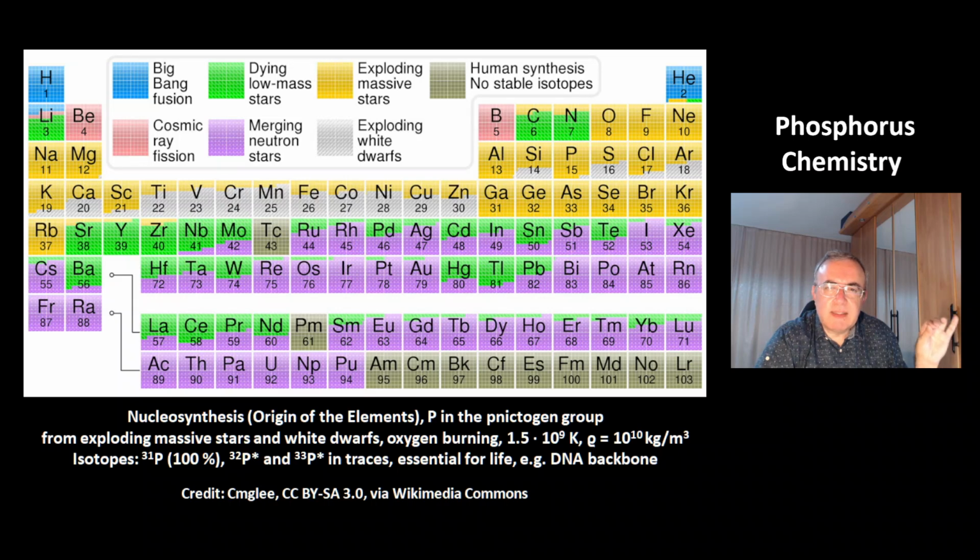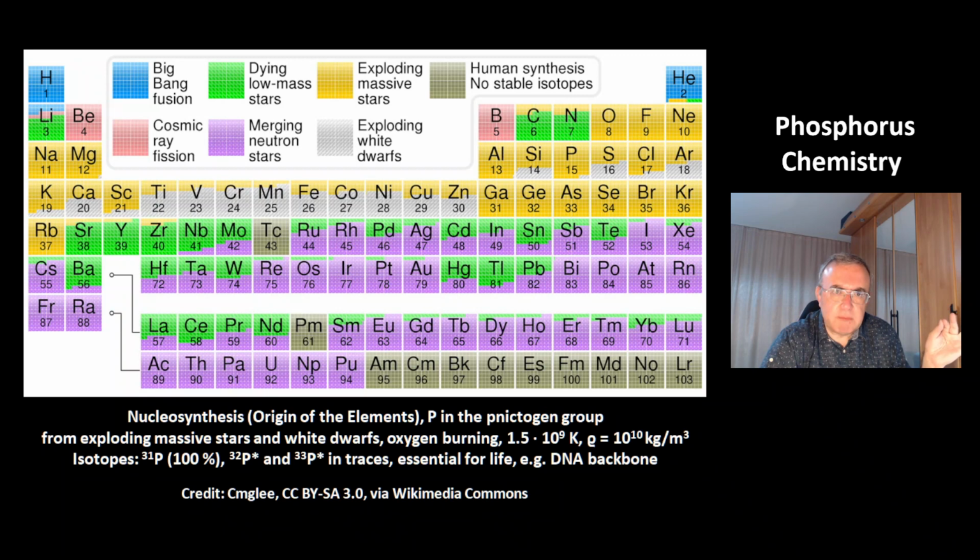This is the nucleosynthesis, the origin of the chemical elements. Phosphorus is a member of the nitrogen group here, the fifth main group of the periodic table. Its origin is from exploding massive stars and exploding white dwarfs. This nuclear reaction is called oxygen burning, oxygen fusion. It requires a minimum temperature of 1.5 billion Kelvin and a minimum density of 10 to the 10 kilograms per cubic meter.